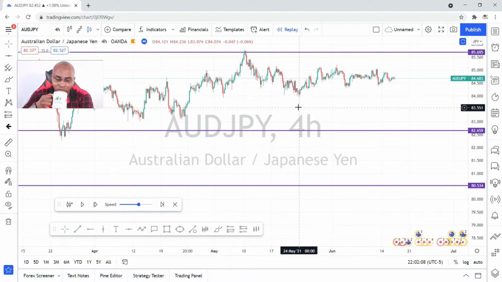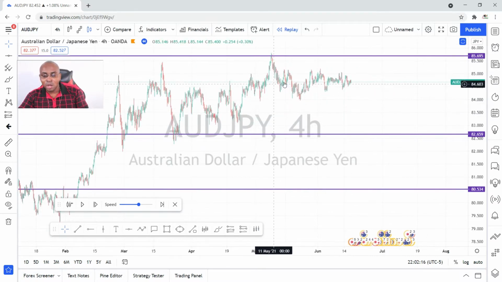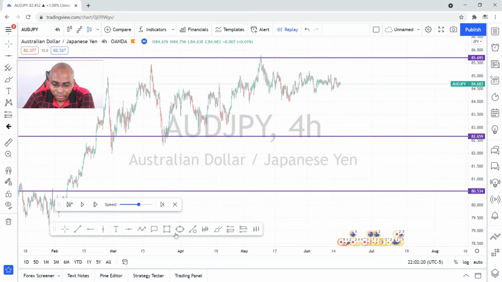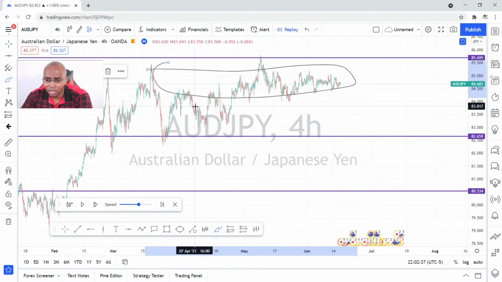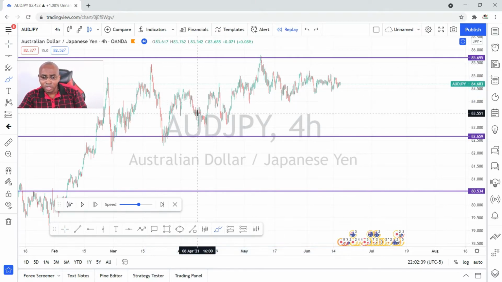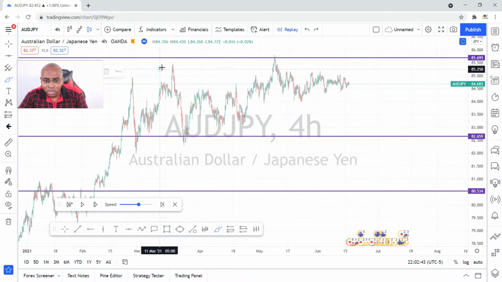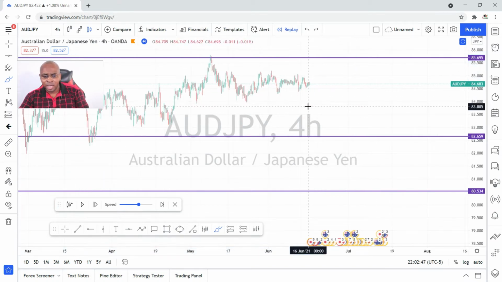Follow me. So watch me now. I'm looking at this structural level right here. So let's highlight this. I see where price has actually capped out, respecting this resistance level. You understand? And I want to backtest it.